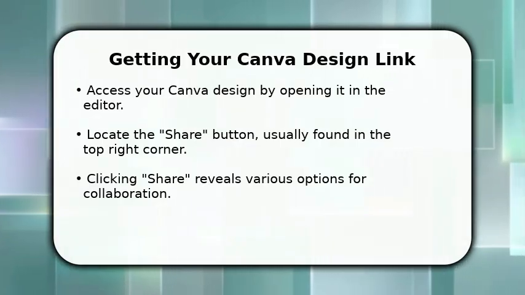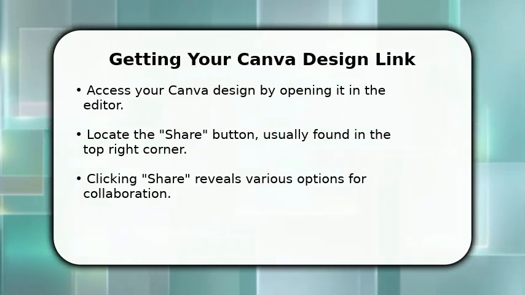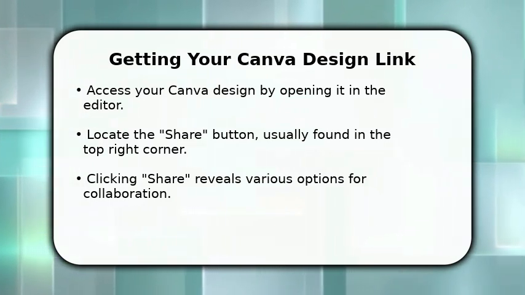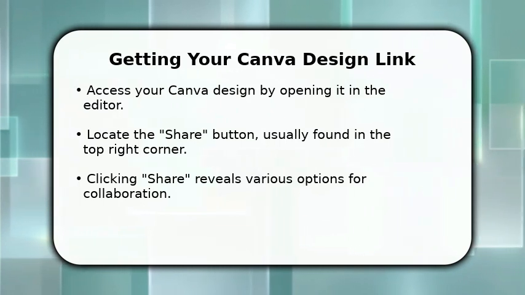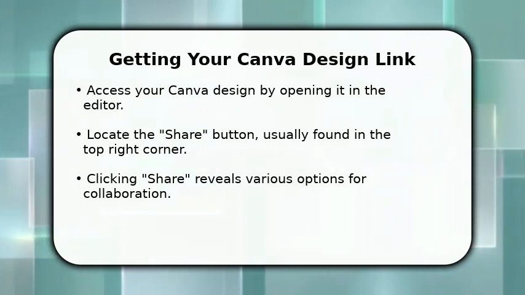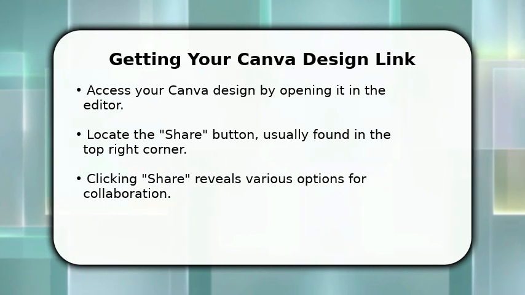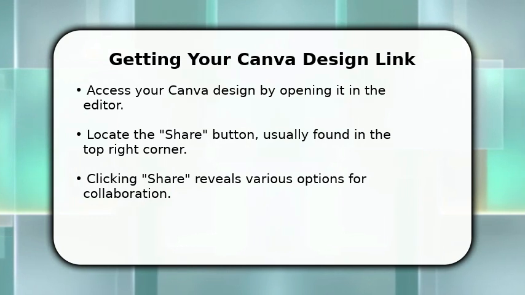In this video, I will explain how to get a Canva link. First, open the design you wish to share within your Canva account. Look for the prominent Share button, typically located in the upper right-hand corner of your screen. Clicking this button will open a menu with several sharing and download options. This is your gateway to easily distributing your creative work to others, whether for viewing or collaboration.